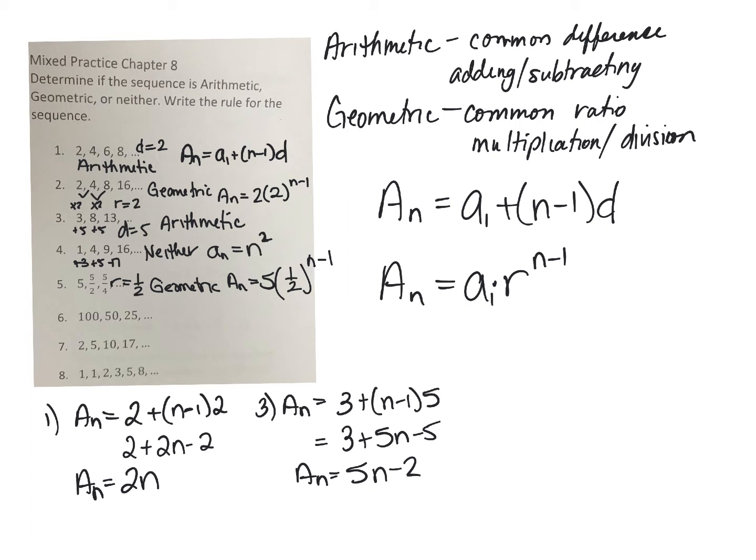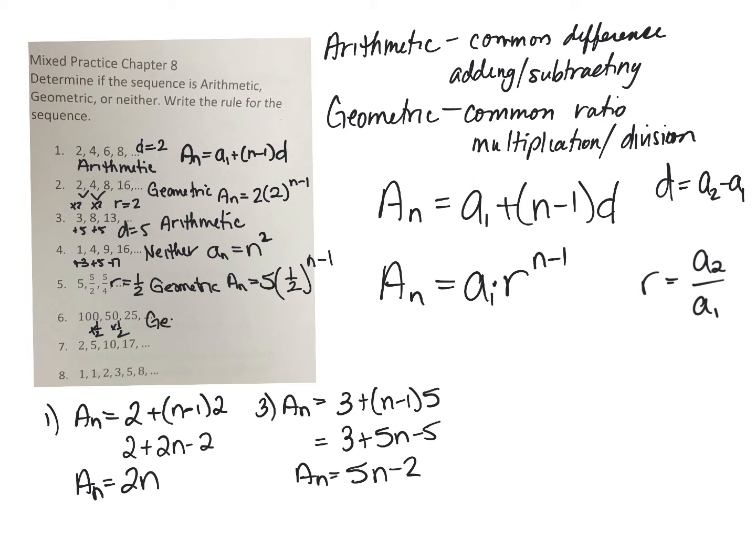Number 6, 100, 50, 25. Looks like it's times 1 half. Remember that we want to think about it in what we're multiplying, not what we're dividing. So if we see division by 2, that's multiplying by 1 half. If we see dividing by 3, multiplying by 1/3. And if we can't figure it out, d is a2 minus a1, and r is a2 divided by a1. So you can always do that calculation if you don't see the pattern first off.